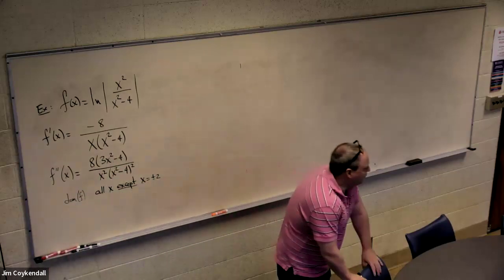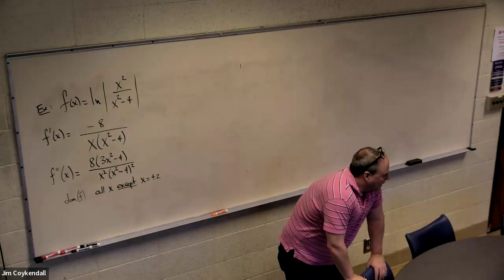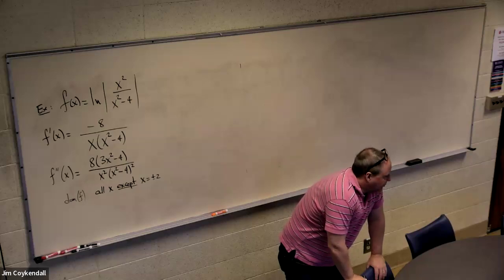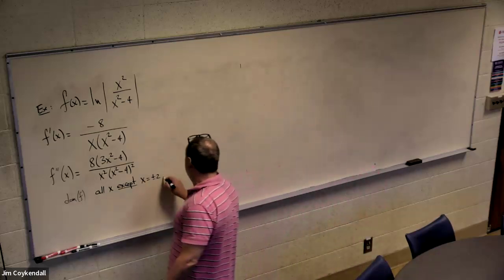Notice the absolute value saves us a lot of trouble, right? Because remember, you can't take the log of a negative number, right? The absolute value saves you here, because you don't have to worry about negatives. Well, what you do have to worry about is zero, because you can't take the log of zero. There's one more point missing. That's zero.